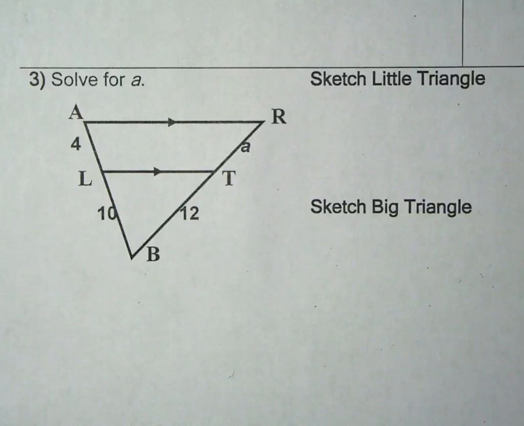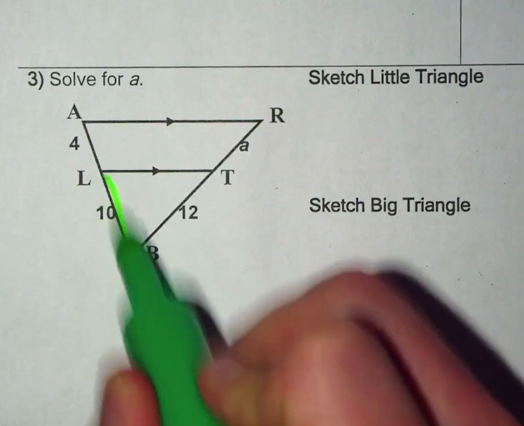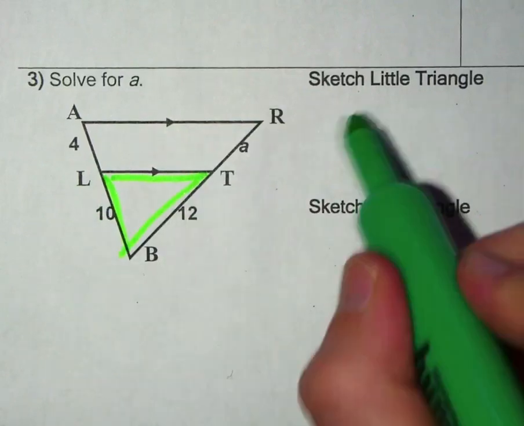This is pretty challenging. Do you see the two triangles? There are two triangles there. So what we want to do is we want to take the small triangle and I'm going to put that right here.